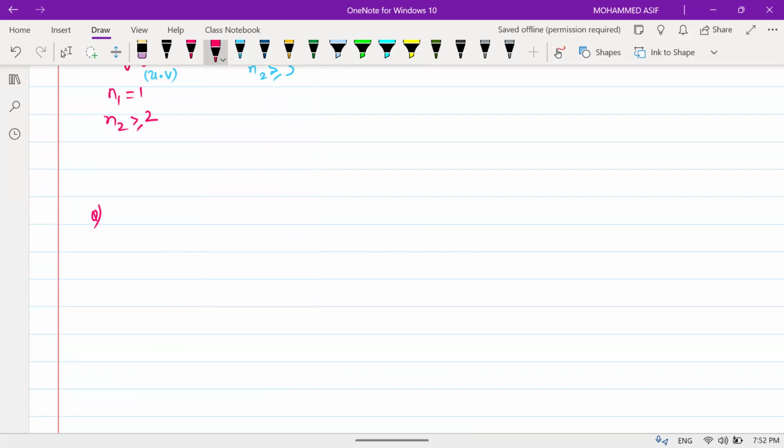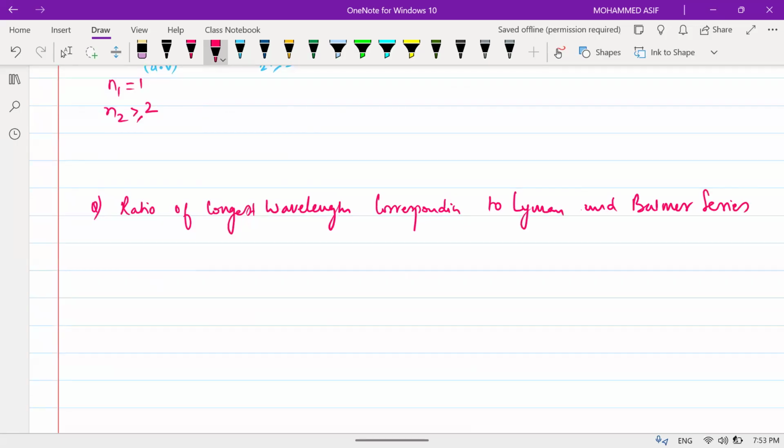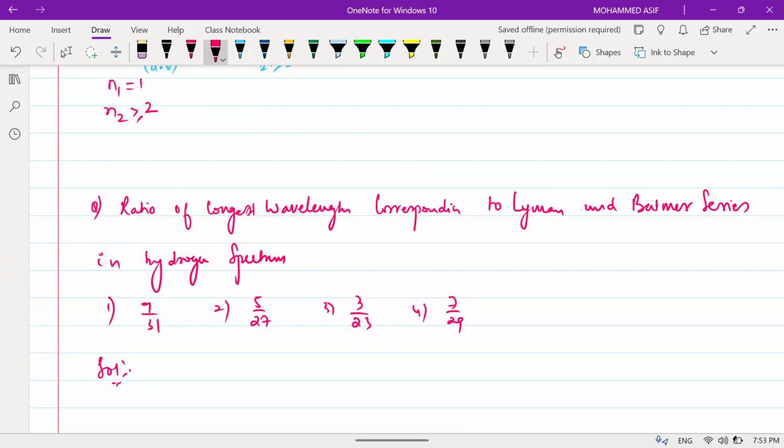See this question, beta. Tell me the answer. Ratio of the longest wavelength corresponding to the Lyman and Balmer series in the hydrogen spectrum. First option is 9 by 31. Second option is 5 by 27. Third is 3 by 23. And the fourth option is 7 by 29. Faster.